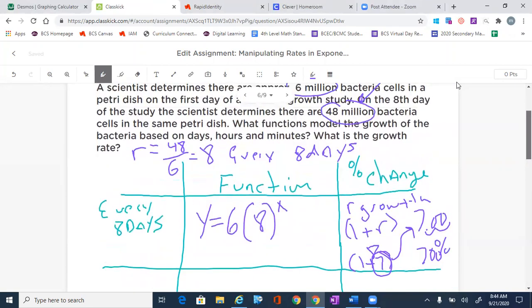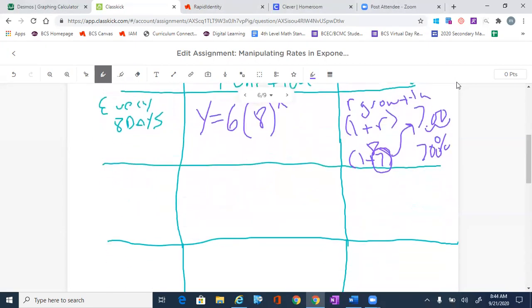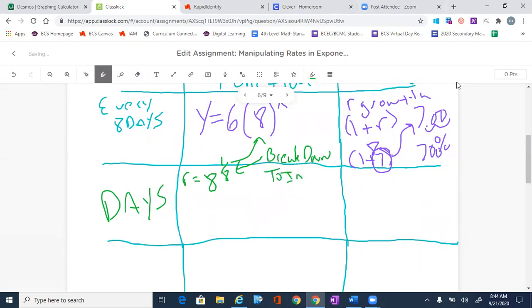So let's go on to the next one. We want to make this equation based off of days, hours, and minutes. So let's go to days now. Well, the first thing we need to do is find the rate. We know that the original rate was 8, R equals 8, but this is for 8 days. So in order to find the daily rate, what I'm going to do is go to the 1/8 power. And that will break it down to individual days, because the gap in the data was 8 days.